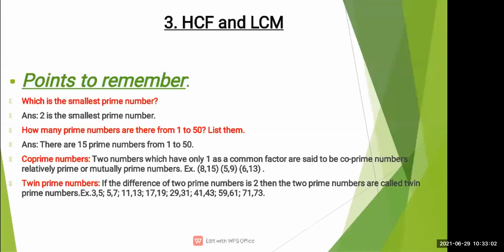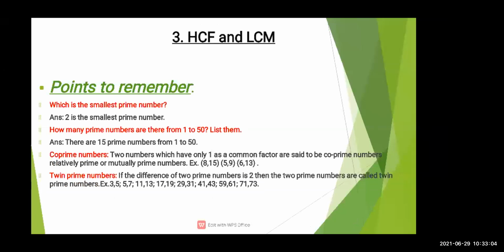Okay. Now there are some points which we are going to remember. The first is, what is the smallest prime number? The smallest prime number is 2.